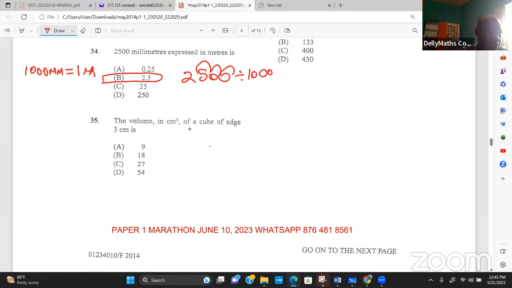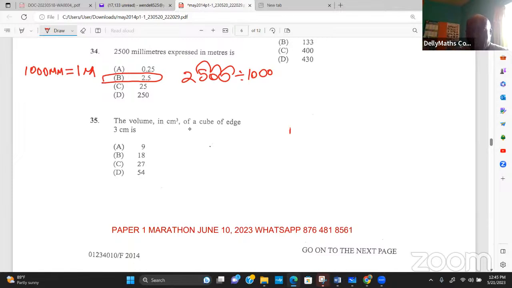Number 35. Let's go. Number 35, as you go. All right, so number 35: the volume in cm cube of a cube of edge 3.